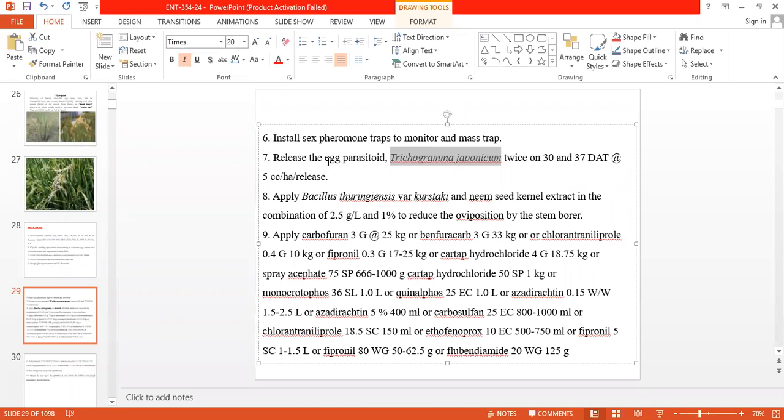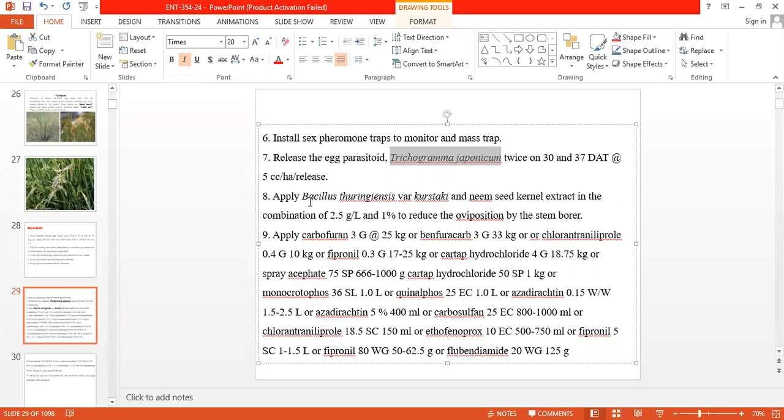Egg cards of that Trichogramma should be stapled in the field, and from that, adults of the Trichogramma come out and parasitize the eggs of yellow stem borer. So 5 cubic centimeter eggs per hectare per release, that is 5 lakh eggs, should be released per hectare. So this is Trichogramma japonicum, which is the specific egg parasitoid of yellow stem borer.